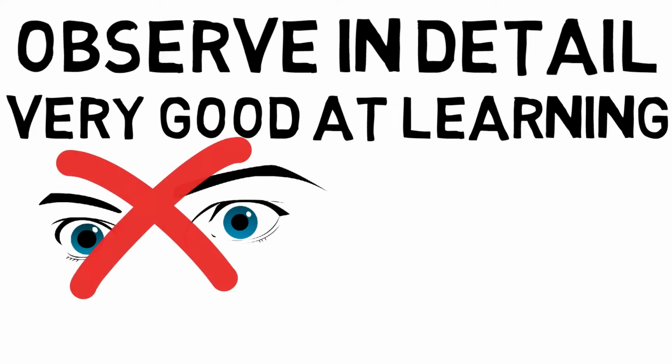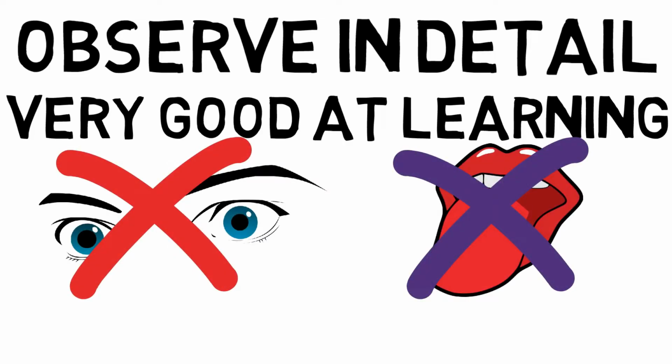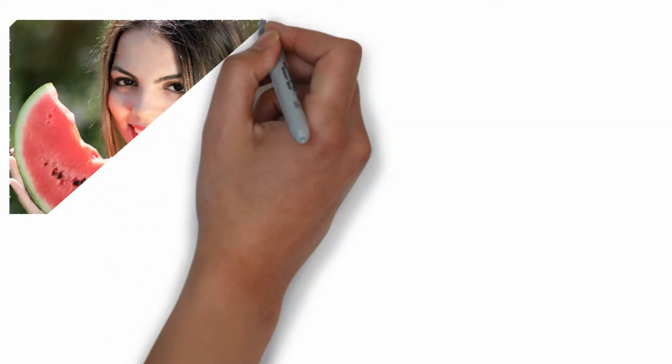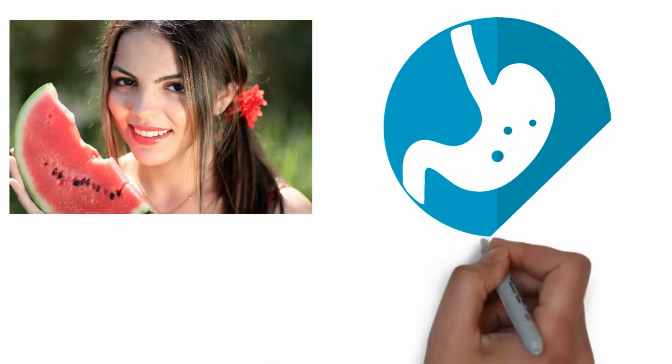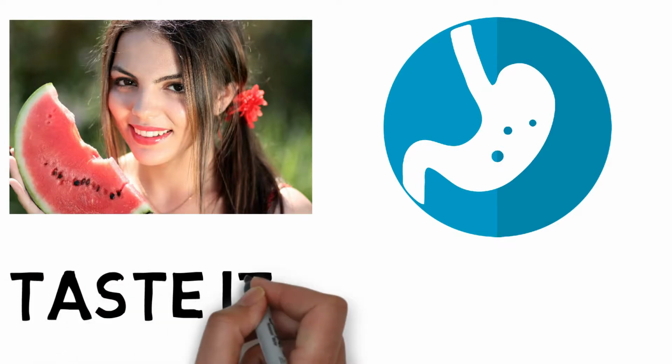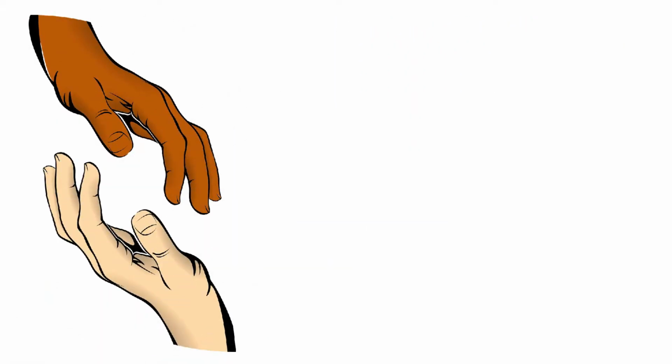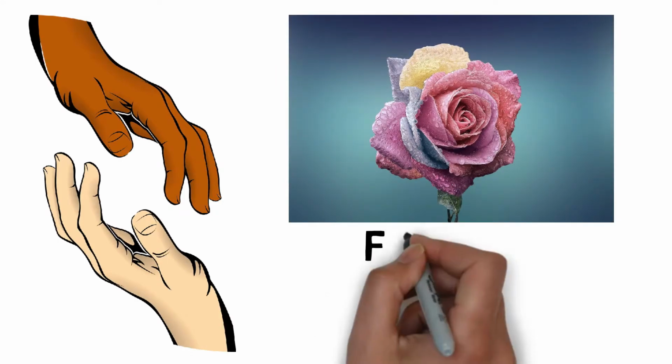We should also use all our senses very well, not just the eye or tongue, all senses. If you are eating something, don't just eat it to fill your stomach. Eat it to fill your stomach as well as taste it carefully. If you are touching something, like a flower, feel the softness of its petals carefully.